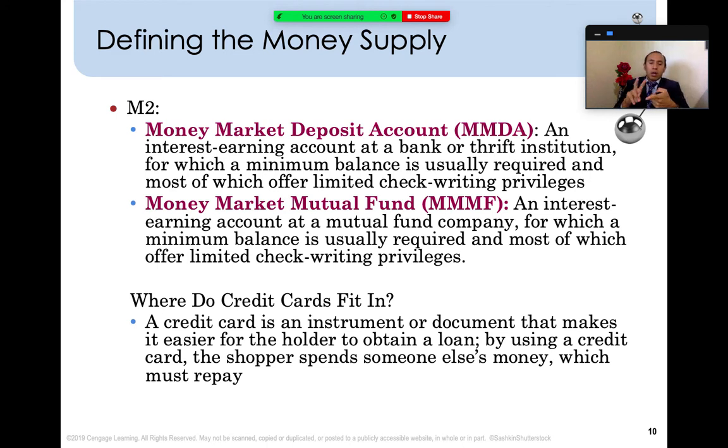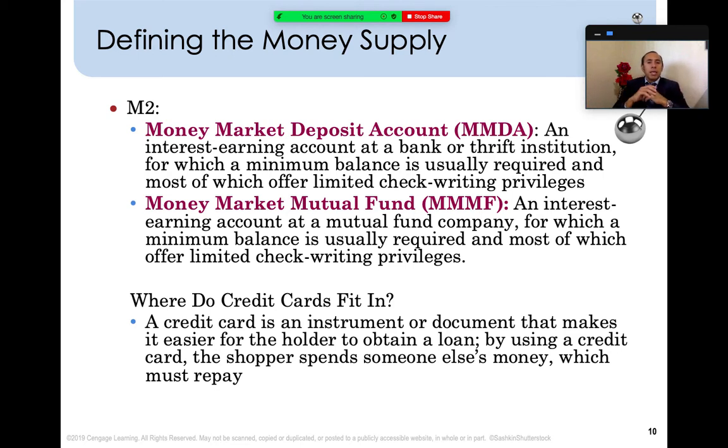M2 also consists of money market deposit accounts, MMDAs, and it's a type of interest-bearing account at a regular bank or thrift institution or credit union that requires a minimum balance. Usually, that is required to start a money market deposit account, like $5,000, for example. And you have limitations as to whether or not you can withdraw a certain amount, or you need to maintain a certain balance.